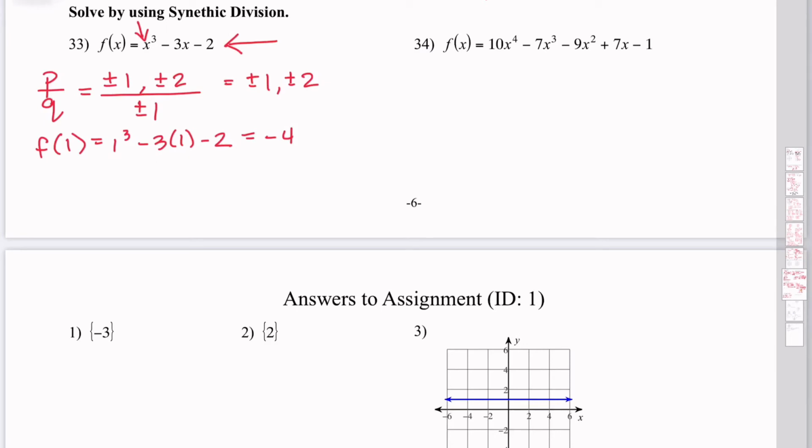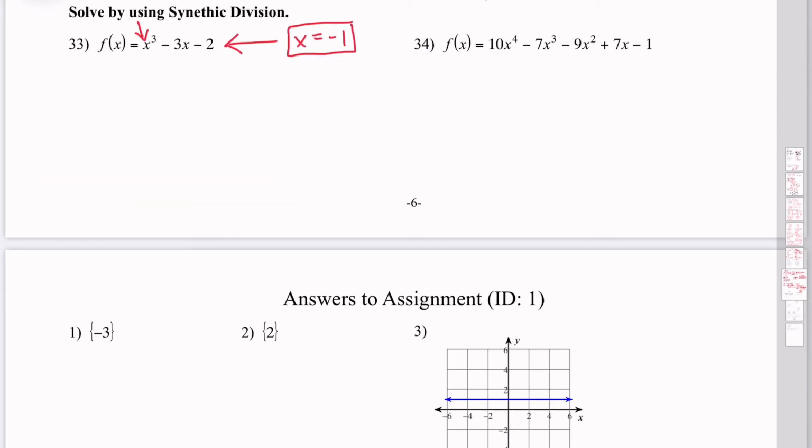Let's try another number. Let's try negative 1. If I plug in negative 1 into the function, I get negative 1 cubed minus 3 times negative 1 minus 2. Negative 1 cubed is negative 1. Negative 3 times negative 1 is positive 3 minus 2. And notice here that we do get a 0. So negative 1 is a 0 of the function. Now that we found a 0, we're going to use synthetic division to further simplify and find our other factors.